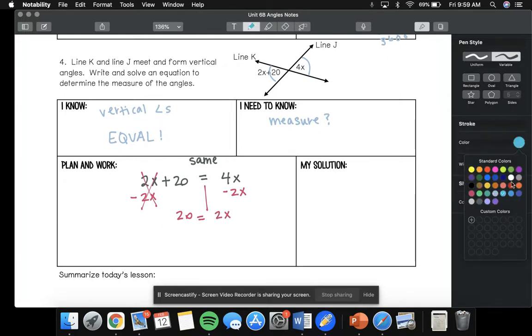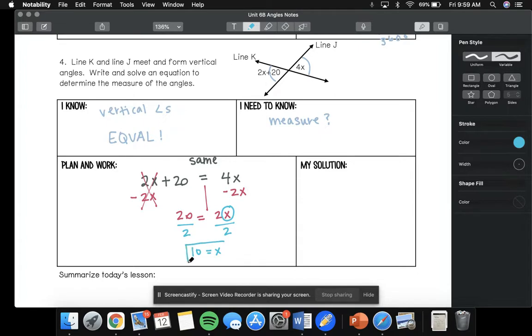Now keep in mind that our x now is over here. So I'm not trying to move the 20, I'm trying to move the 2. And I will divide those two x's and I will get 10. Okay, so we know that x is 10.